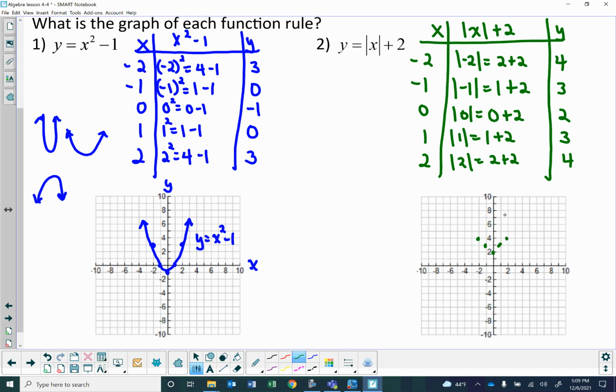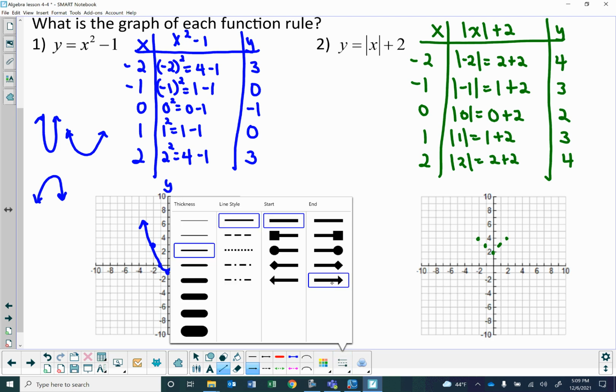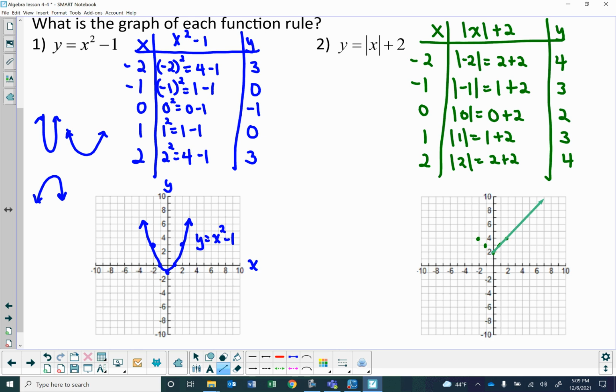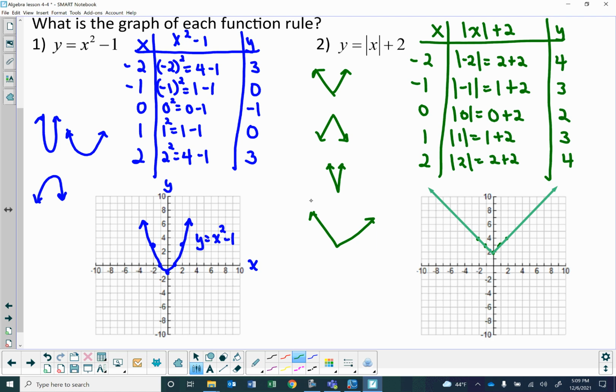If you can see this, this is a V-shaped graph. It goes like this, and then it goes like this. All absolute value graphs are V-shaped graphs. They'll either look like this, or they'll be upside down. Some of them will be very skinny. Others will be very wide. But all absolute value graphs are V-shaped graphs. Last thing we need to do, label our axes and our graph. y equals the absolute value of x plus 2.